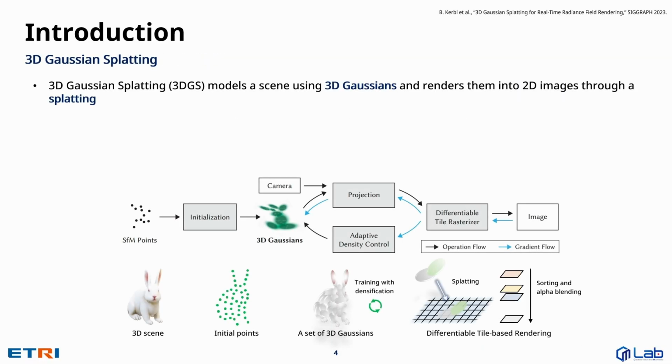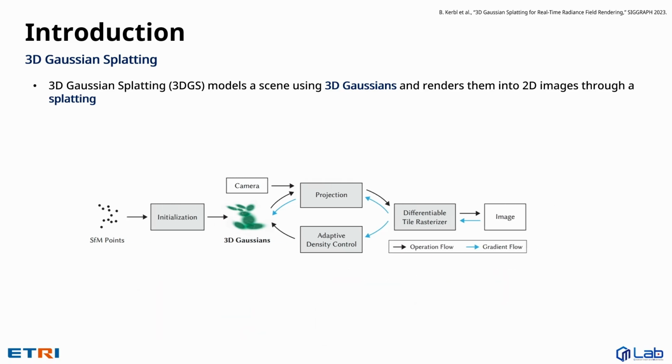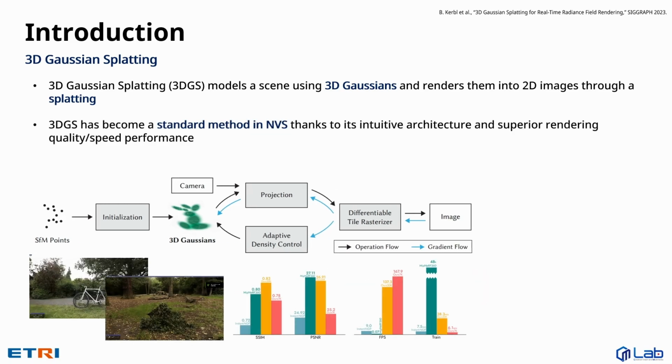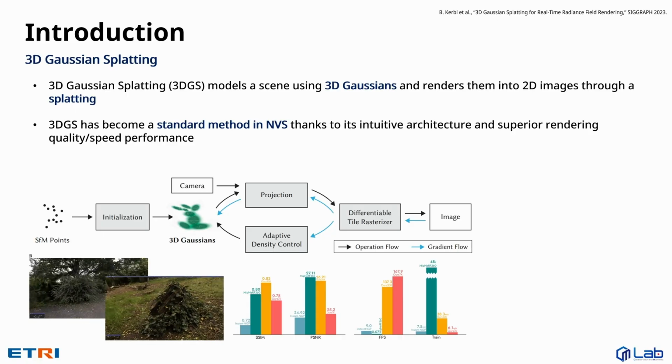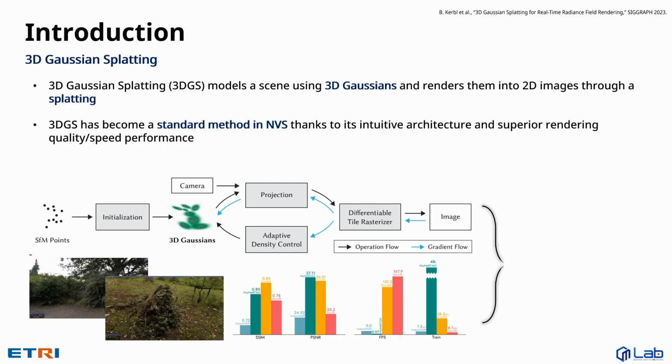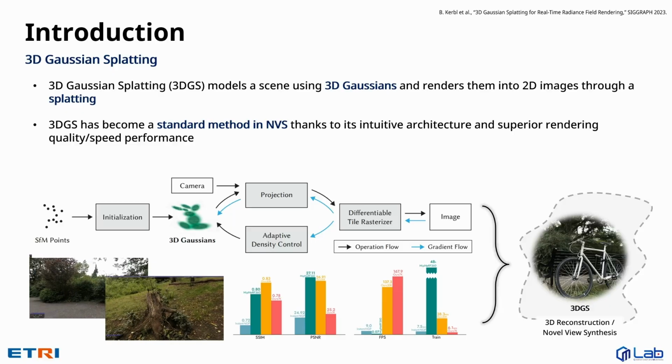To better explain our method, I will first briefly introduce 3D Gaussian splatting, or 3DGS. 3DGS represents a scene with 3D Gaussians and renders images through splatting. It is optimized with differentiable rendering from SFM-based initialization. Due to its simple design and strong performance, 3DGS has become a standard method in NVS. It achieves both high quality and fast rendering speed.